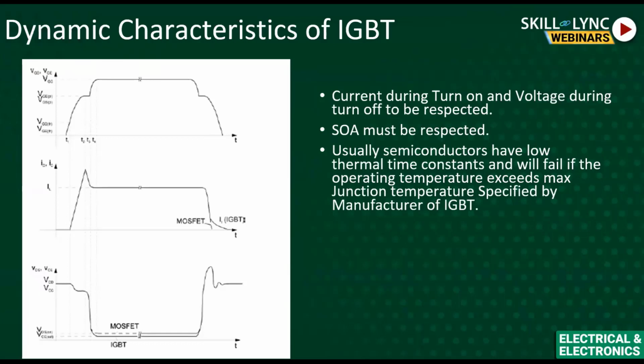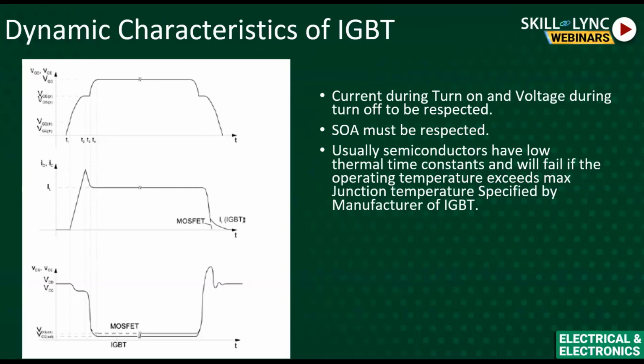We will discuss it later. Usually, semiconductors have a low thermal time constant. Suppose you are operating the switch continuously, on and off, on and off. The operating temperature, suppose there might not be a problem if you're turning it on and off during the steady state.